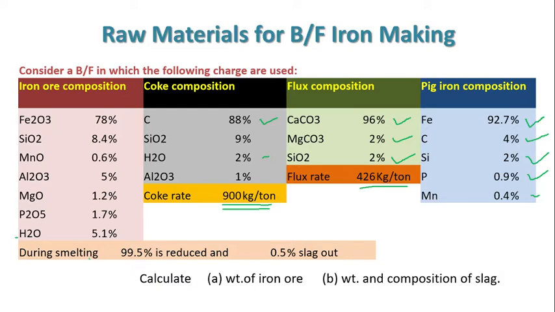And one condition has been provided: 99.5% is reduced, but 0.5% is slagged out. That means into the slag phase, in the form of FeO. So we have to calculate the required amount of iron ore for production of 1 ton of pig iron, and also the amount of slag produced and the percentage of individual components present in the slag, that means the slag composition. So let's have this problem.